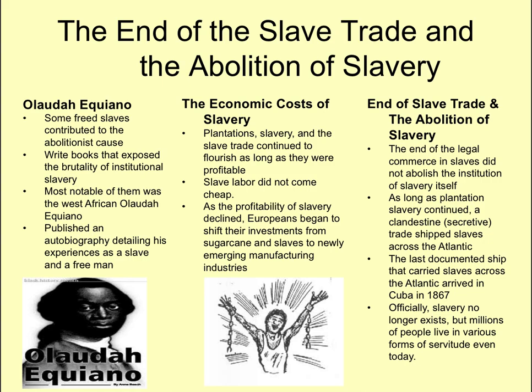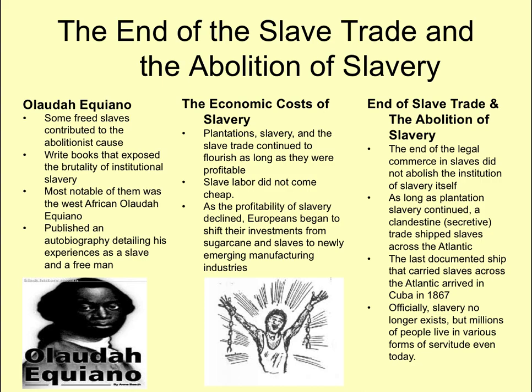So the end of the slave trade and the abolition of slavery: the end of the legal commerce in slaves did not abolish the institution of slavery itself. Meaning that just because the government said we're ending slavery does not mean that everybody stopped doing it. As long as plantation slavery continued, a clandestine or secretive trade shipped slaves across the Atlantic. Meaning as long as there was a need for it, it was still going to happen, even if it had to happen in secret. And the last documented ship that carried slaves across the Atlantic arrived in Cuba in 1867. So slavery was still occurring in Cuba. That was the last time that they shipped slaves.